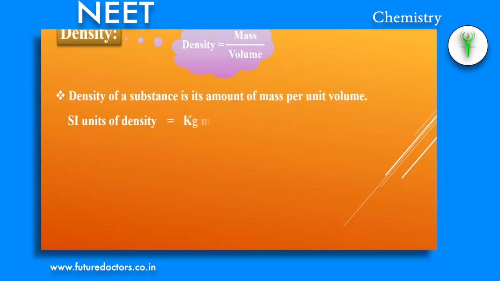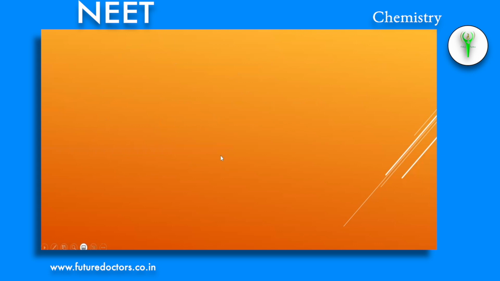Density is mass by volume. Density is the amount of mass per unit volume. The SI unit is kg per meter cube, since mass is in kilogram and volume is in meter cube. We can also express density in gram per centimeter cube.